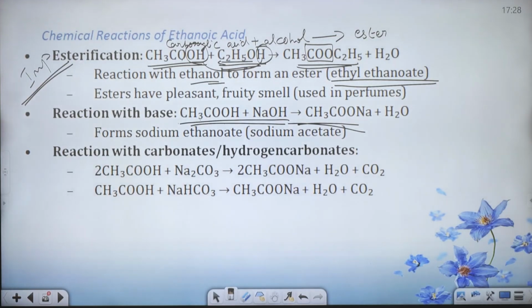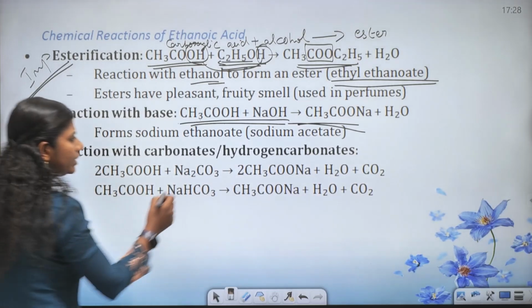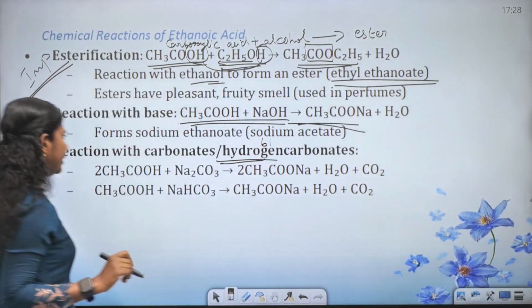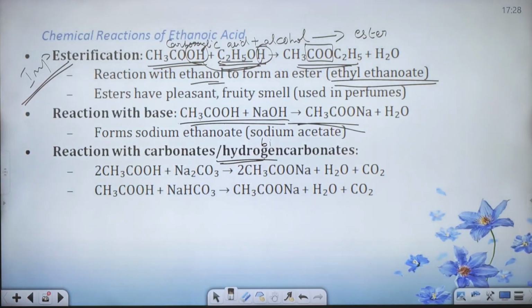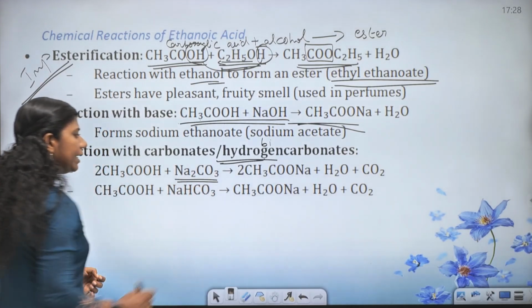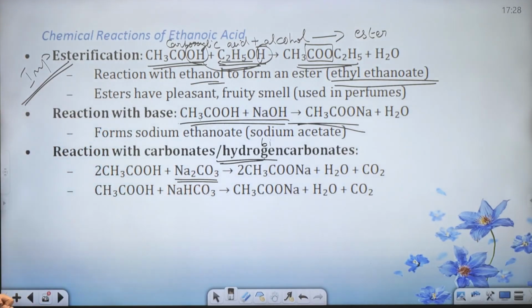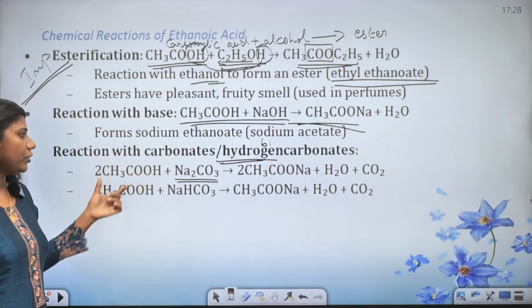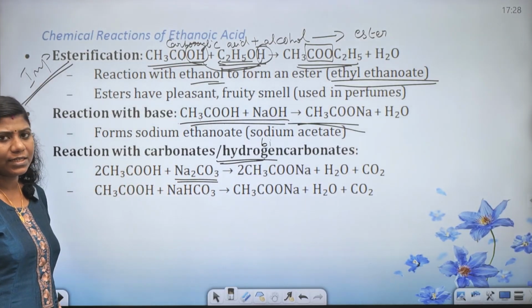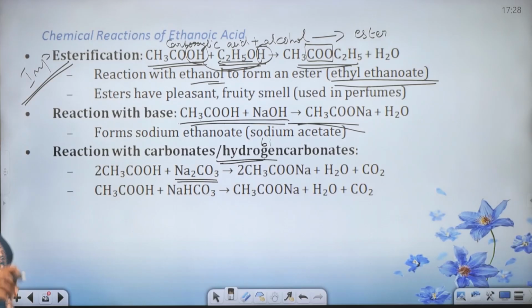The next one, reaction with carbonates and hydrogen carbonates. Hydrogen carbonate is also known as bicarbonate. CH3COOH, ethanoic acid, reacts with Na2CO3, sodium carbonate, to form sodium acetate, and it liberates water molecules and carbon dioxide gas.